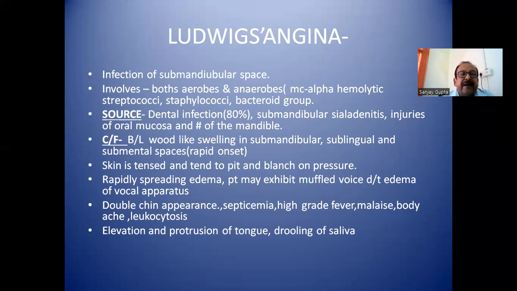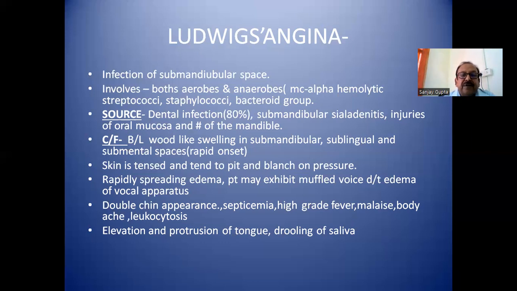Clinical features are bilateral woody swelling in the submandibular, sublingual, and submental spaces, which spreads very rapidly. The skin is tense and tends to pit and blanch on pressure. There is rapidly spreading edema. The patient may exhibit a muffled voice. Differentiate from edema of the vocal apparatus. There is a double chin appearance, septicemia, high grade fever, malaise, body ache, and leukocytosis.